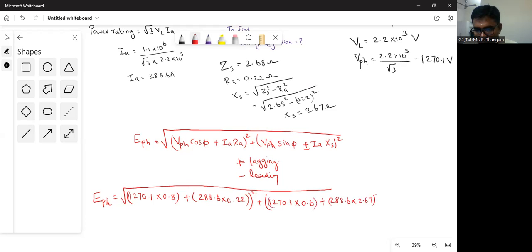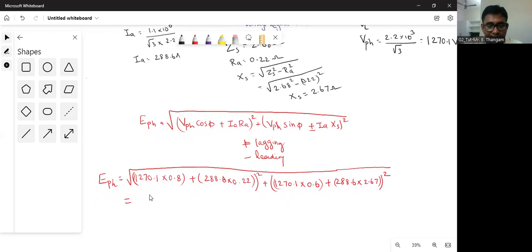Okay, the whole square. So this lengthy expression we need to type in your calculator. Please do it in 2 to 3 steps; don't produce the result within one step. First you calculate 1270 into 0.8, see what the value is, then use this value. If you do it in a single step, definitely you will make a mistake, right?